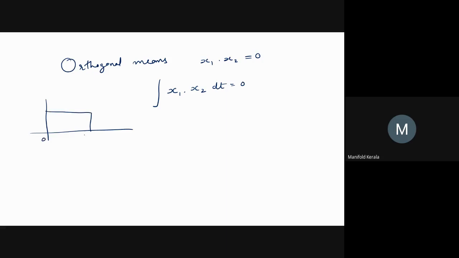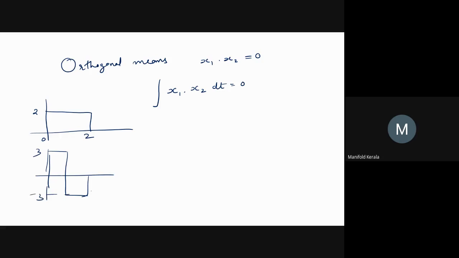Orthogonal means h1 dot h2, the dot product, will be 0. Now, in terms of discrete cases, you know what is meant by orthogonality. But for continuous signals, orthogonality means the integral over h1 and h2 dt should be 0. For the case we have taken, this was 0 to 2. 2 was the first signal, and the second signal was 3. This was one case, right?